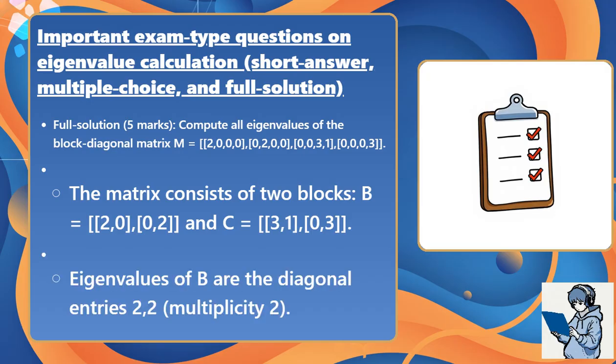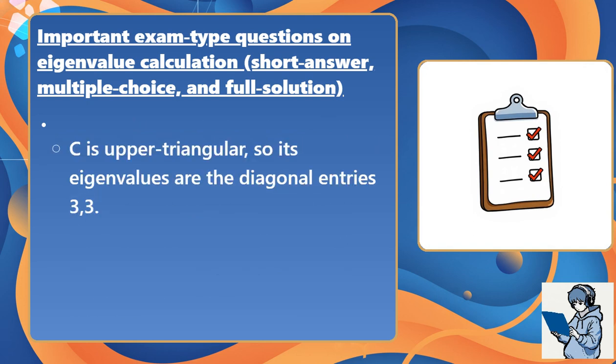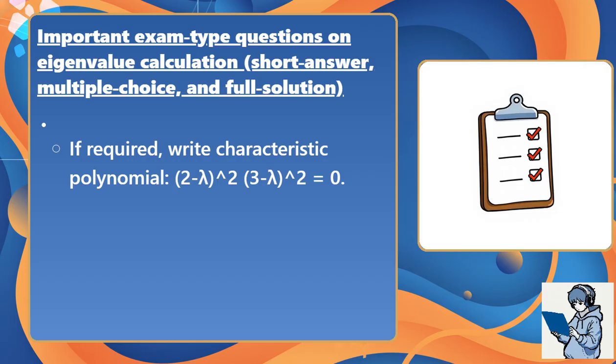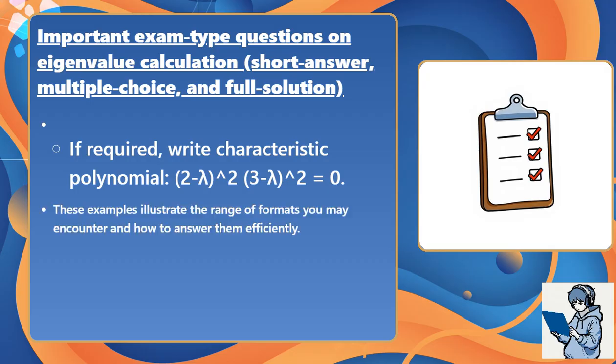Eigenvalues of B are the diagonal entries 2 and 2, with multiplicity 2. C is upper triangular, so its eigenvalues are the diagonal entries 3 and 3. Collecting, M has eigenvalues lambda equals 2, multiplicity 2, and lambda equals 3, multiplicity 2. If required, write the characteristic polynomial: (2 minus lambda) squared times (3 minus lambda) squared equals 0. These examples illustrate the range of formats you may encounter and how to answer them efficiently.